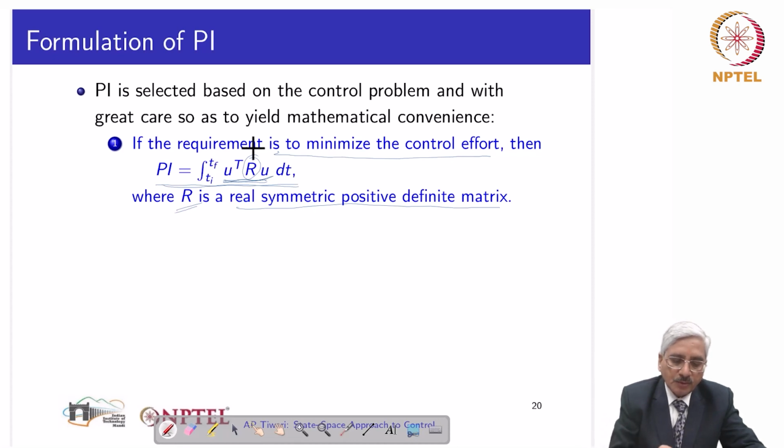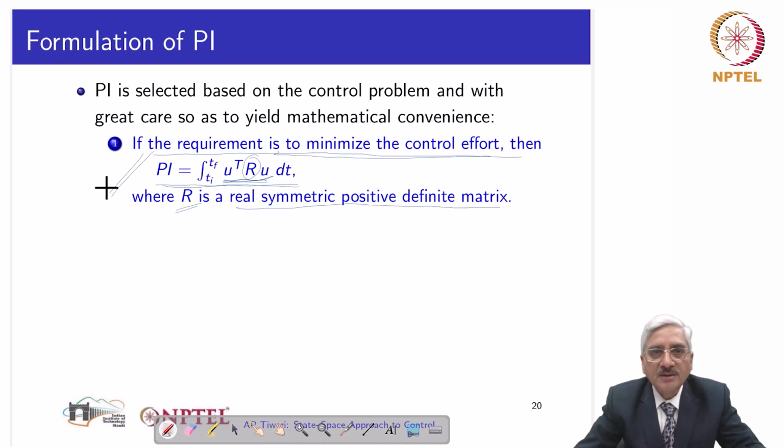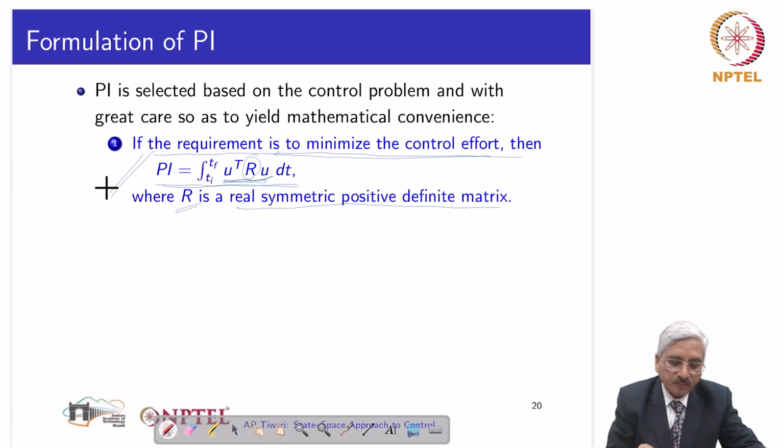So one way to specify the requirement is through this PI, in which it is required to minimize the control effort. Now it is very clear that because it is a quadratic, its value will not be less than 0. It can be only 0. So the minimum value will be 0. And one may desire that, but then it will not be possible to achieve any control on the state variables or the outputs.